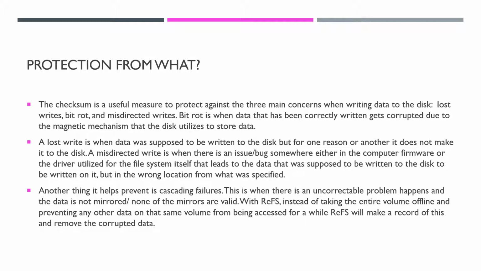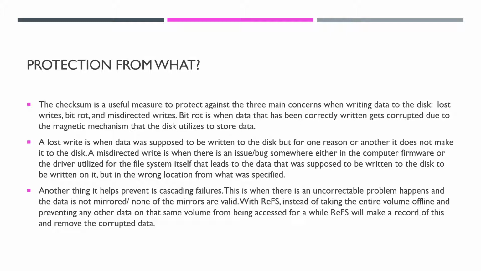A lost write is when data was supposed to be written to the disk, but for one reason or another, it doesn't make it to the disk, and that can be a result of a number of different things, from the file system itself being messed up or anything of that nature. A misdirected write is where there's an issue somewhere in the system, sometimes the firmware, or even the drivers that the file systems use. That would lead to the data that was supposed to be written to the disk actually being written on the disk, but in the incorrect location from where it was supposed to be written.